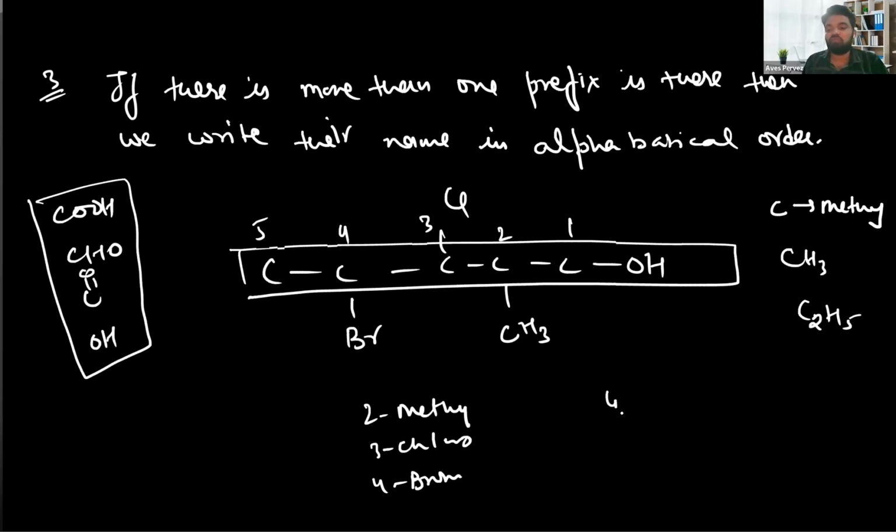So we'll write first 4 bromo. Then after B we get C, so we'll get 3 chloro. And then we will have 2 methyl. Okay, got it? So if we have more than one prefix, then their names should be written in alphabetical order. Got it?